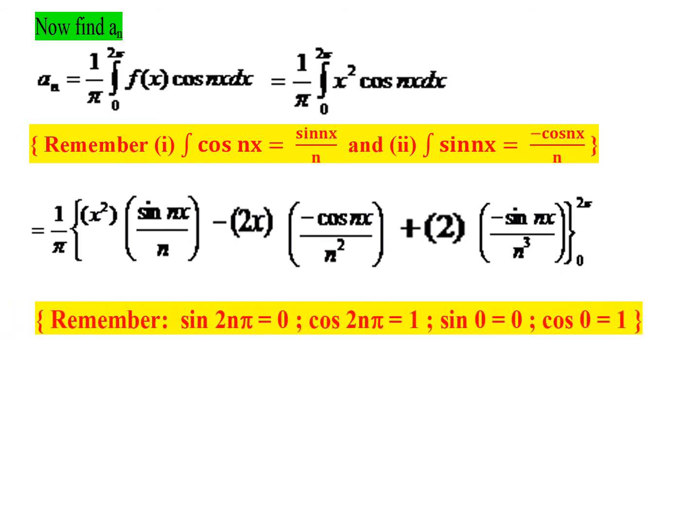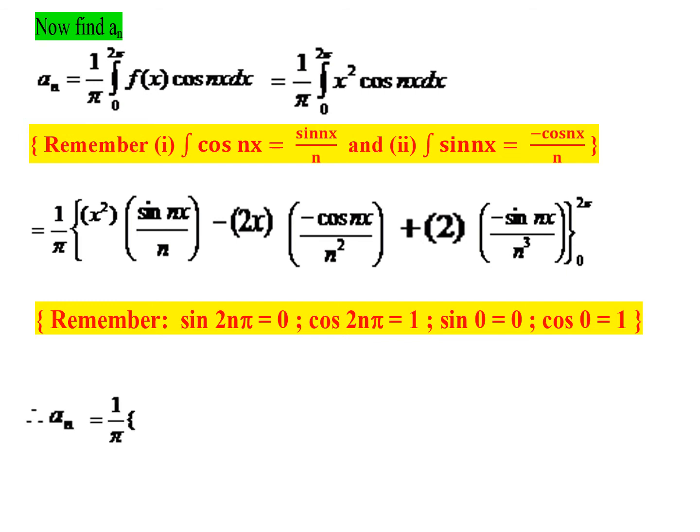So before moving on to applying the limits, let us have a glimpse on the values of the sines and cosines for especially these values. Sine 2n pi, remember it is 0, cos 2n pi will be 1. Sine 0 will be 0, cos 0 will be 1. Now let us apply the limit.